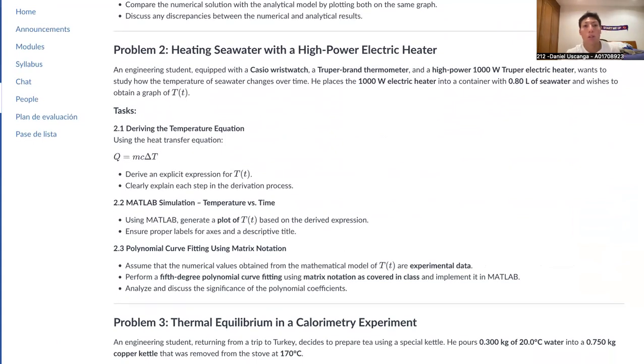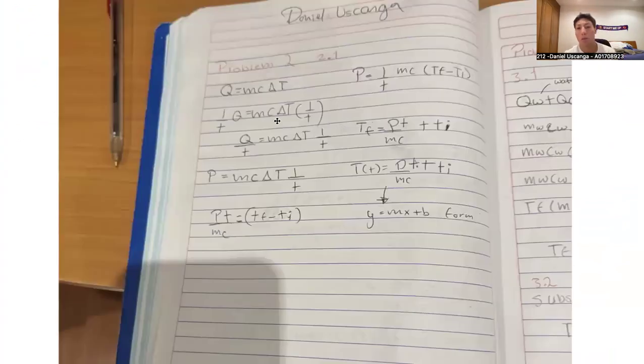Then we have the problem 2, in which they ask us to derive an explicit expression for t over time. Here we have our first equation, in which we don't have anything related to time. We have this difference of temperatures, mass, and this is a constant that it's given in the literature of each material. So we just add up 1 over t on both sides just to have the t.